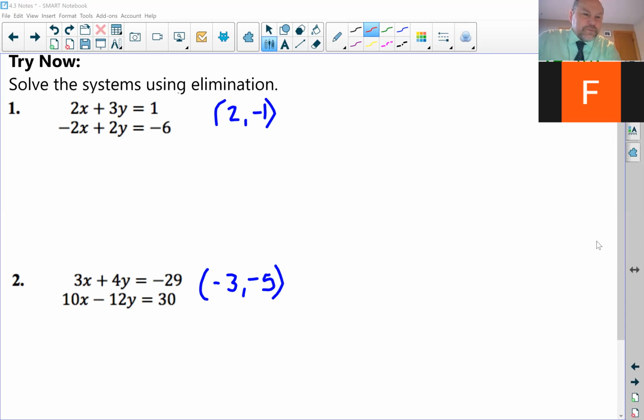For the first one, our x coefficients are exactly opposites, so I don't have to do anything. I can just add right away, because 2x plus -2x is 0. The x's are eliminated. 3y plus 2y is 5y. 1 plus -6 is -5. Divide both sides by 5. We get y equals -1.